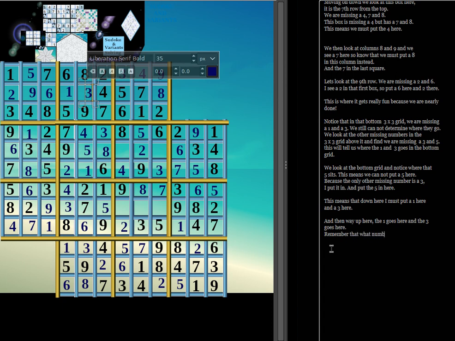Remember that what numbers are in the very top 3 by 3 grid must also be put in the bottom 3 by 3 grid in the same column. This is why we have 6, 1, 5 up here and 1, 5, 6 down here.